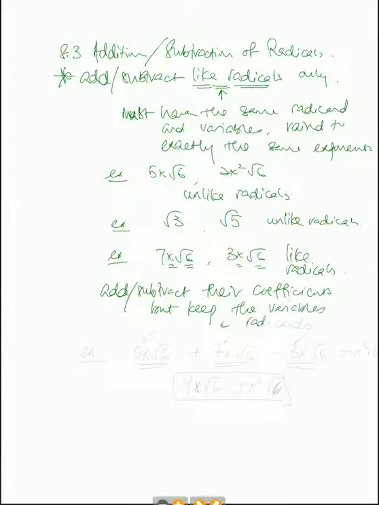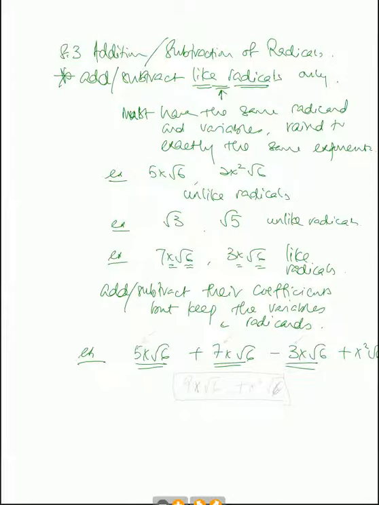So, for example, if you are given 5x radical 6 plus 7x radical 6 minus 3x radical 6 plus x squared radical 6. You notice that there are 4 terms here, but really of these 4, only the first 3 are like radicals. That's because they have the same variable and same radicand.